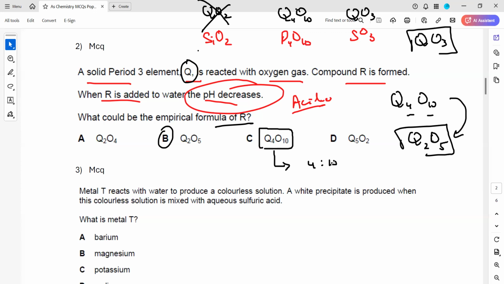So 4 and 10, the simplest ratio between 4 and 10 is 2:5. So whenever we have an empirical formula, it always represents the simplest ratio between the atoms present in a compound. So Q4O10 is a molecular formula, but not the empirical formula. The silicon oxide will have the same molecular and empirical formula, but phosphorus oxide will have different molecular and empirical formulas because P4O10 can be simplified as 2:5.